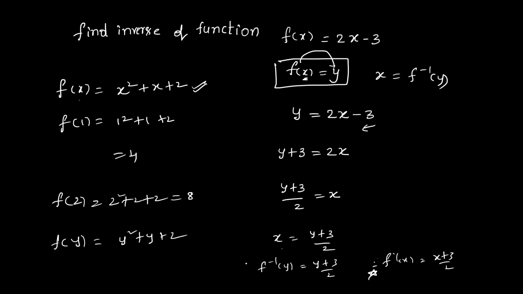Now here we got the value of f inverse of y as (y plus 3) by 2. Now I need to find the inverse function in terms of x. So I just have to replace y with x: (x plus 3) by 2. Remember one thing, if you want to find the inverse of a function, you need to equate that function to y. Then you have to write the equation in terms of x.